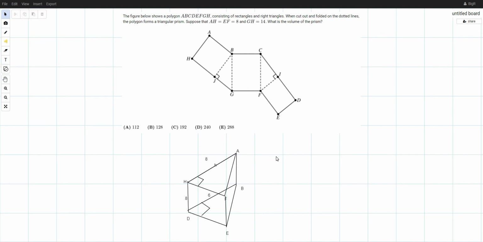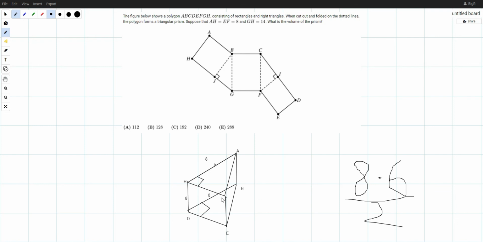Now, next thing we can do, as the triangle on top is a right triangle, is find the area of it. So we're going to have 8 here, times 6, then over 2. Since 8 times 6 is 48, 48 divided by 2 is going to be 24.